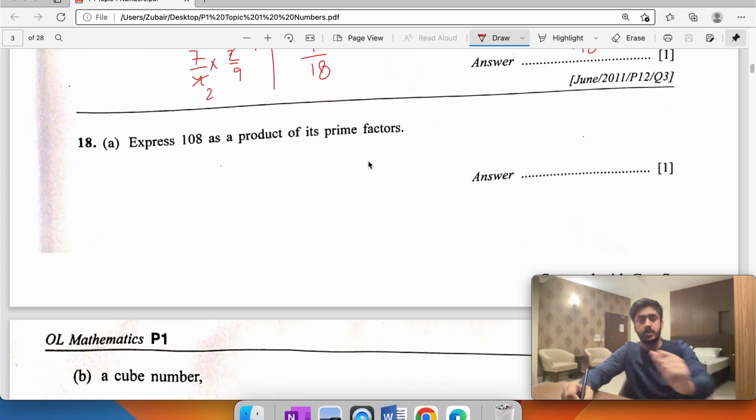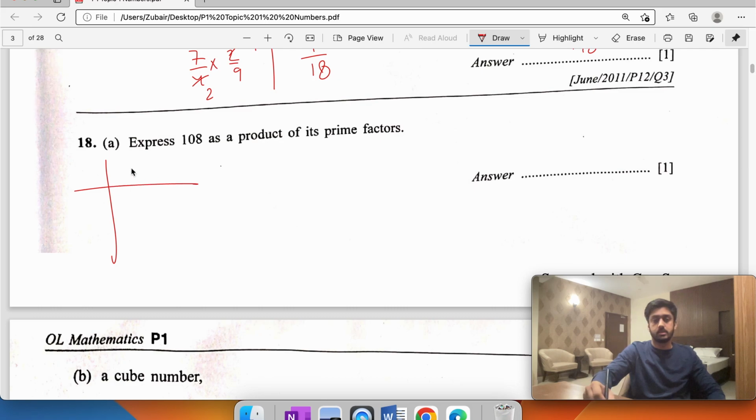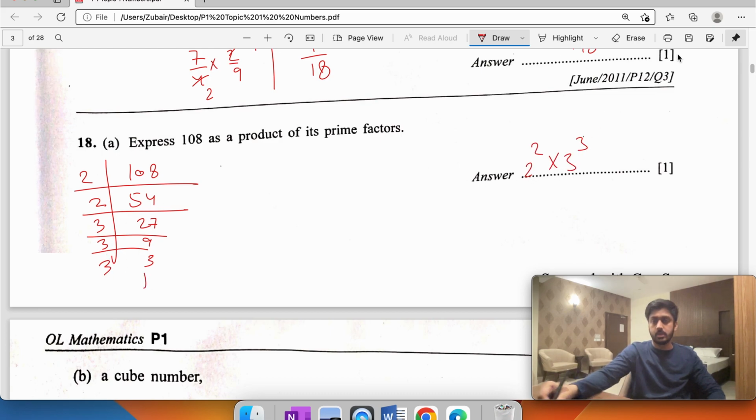Express 108 as a product of its prime factors. There you go. 2 54, 2 27, 3 9, 3 3, 3 1. So this is 2 square times 3 cube.